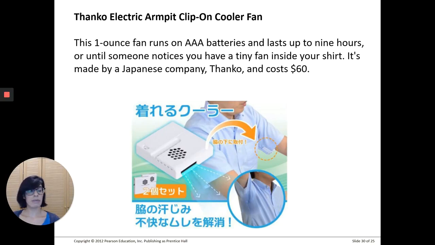Yes, I'm sure many people feel embarrassed by sweaty pits and sweat stains on their shirts, but not enough to actually keep a fan inside their shirt, like clipped on their sleeve. Nobody really cares about that.